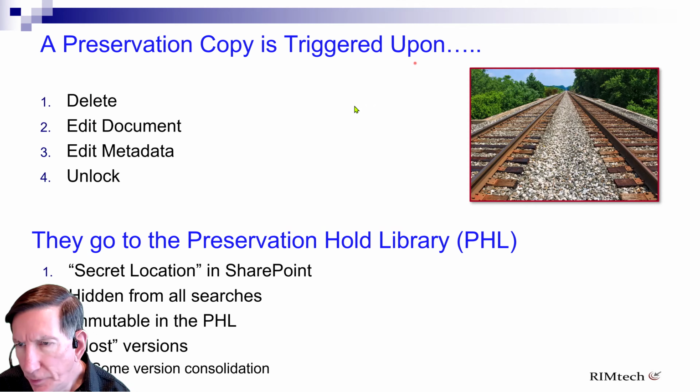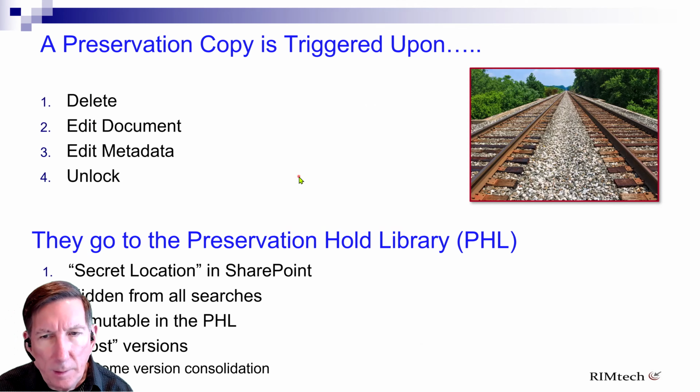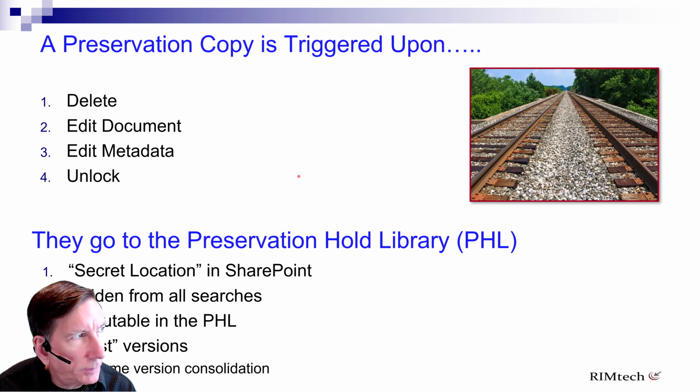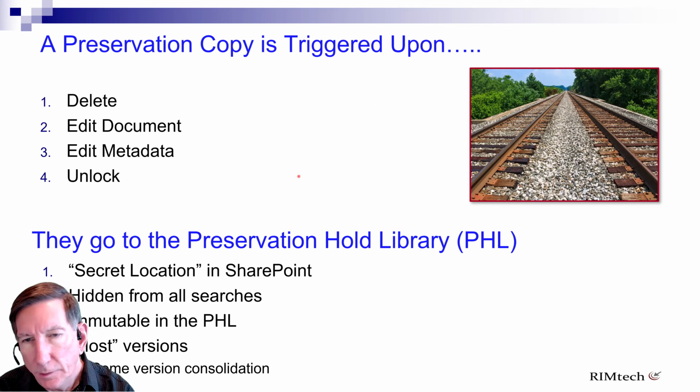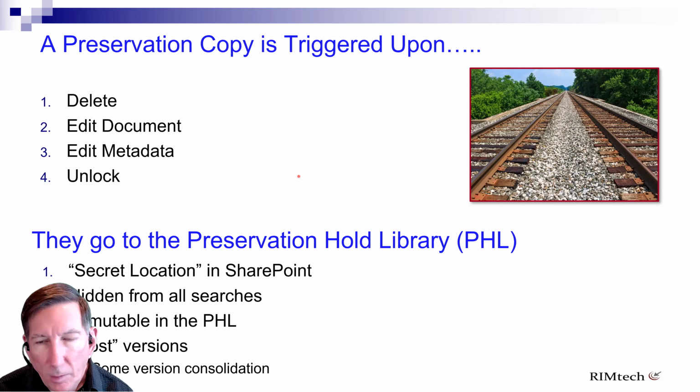And where do these preservation copies go? They go to a special library in SharePoint called a PHL, Preservation Hold Library. That library is unavailable to users and it's hidden from all searches. So anytime you do a search of an entire site in SharePoint, they deliberately exclude the PHL from it. Otherwise, you get a lot of duplicate searches, right? And in the PHL, all those documents are truly immutable. Nobody can edit them or delete them, okay?